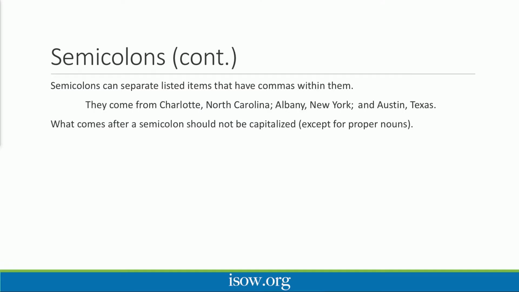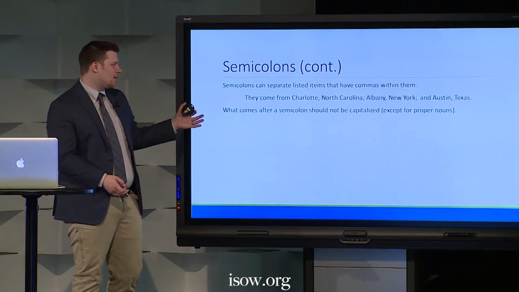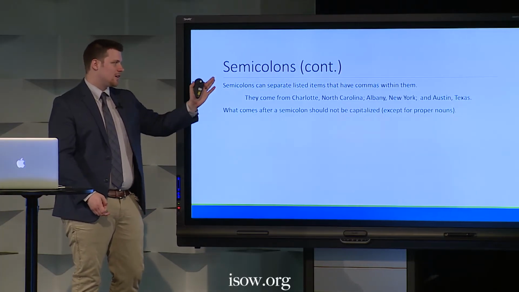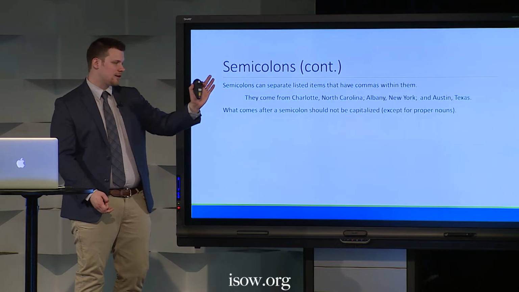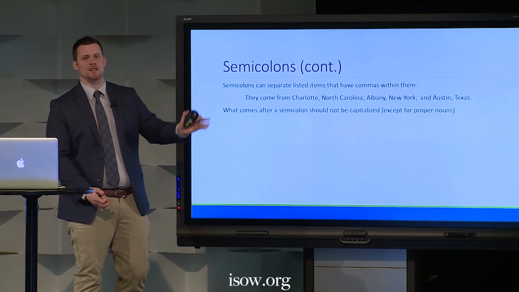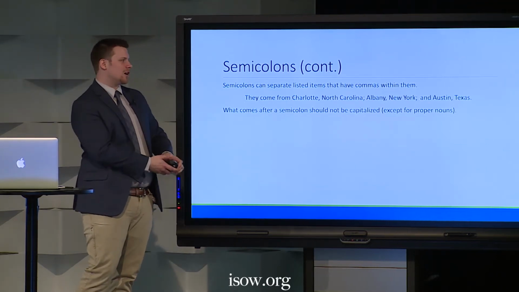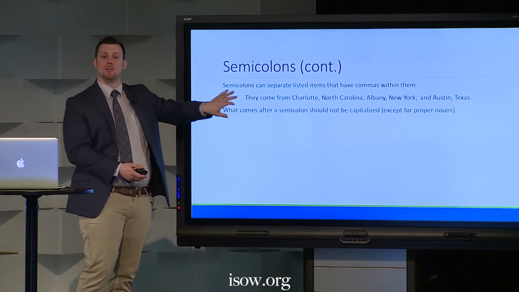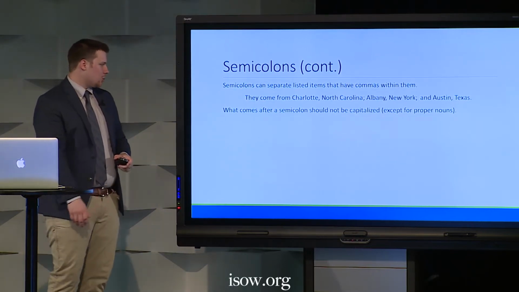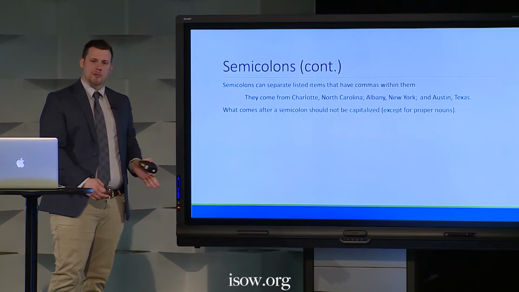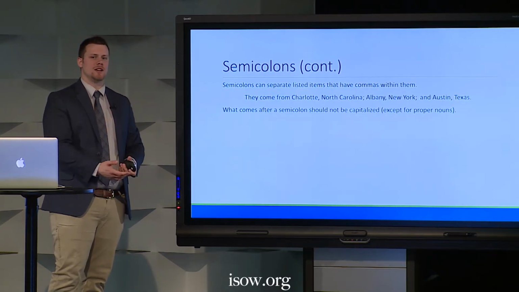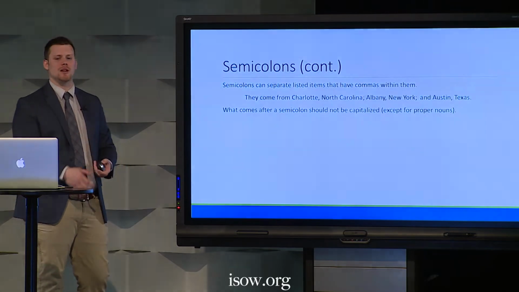So semicolons can also separate listed items that have commas within them. So especially when talking about things like cities and states, this is when you'll use a semicolon to differentiate instead of a comma. So they come from Charlotte, North Carolina; Albany, New York; and Austin, Texas. And just like the Oxford comma, you need one more semicolon at the end before the last item. So what comes after a semicolon should not be capitalized. Again, it's still part of the same sentence. So unless it's a proper noun, it's not a new sentence.